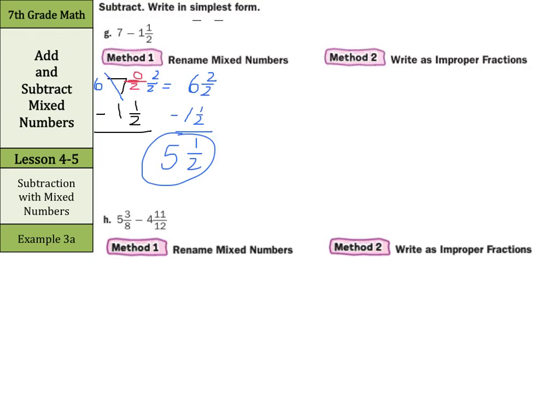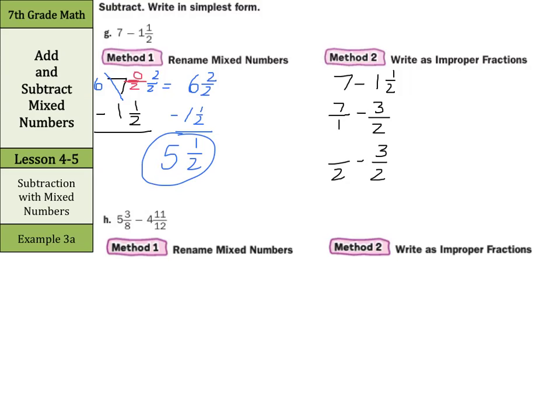Now what if I want to write these as improper fractions? Well, my 7 minus 1.5. 7 is the same thing as 7 over 1. I can take any integer and write it over 1. And then minus, well, 1 times 2 is 2, plus 1 is 3 halves. Now I do need to find a common denominator, and the lowest common denominator for 1 and 2 is 2.